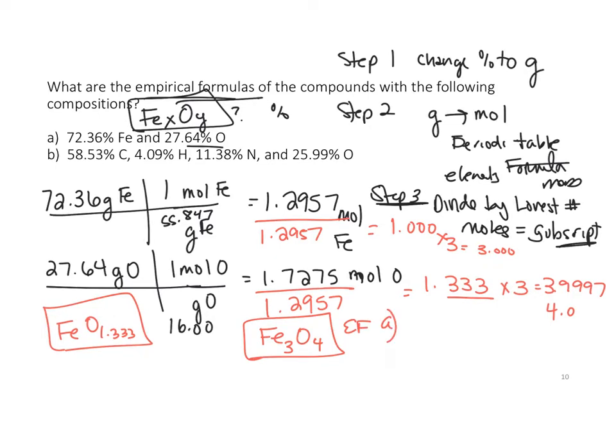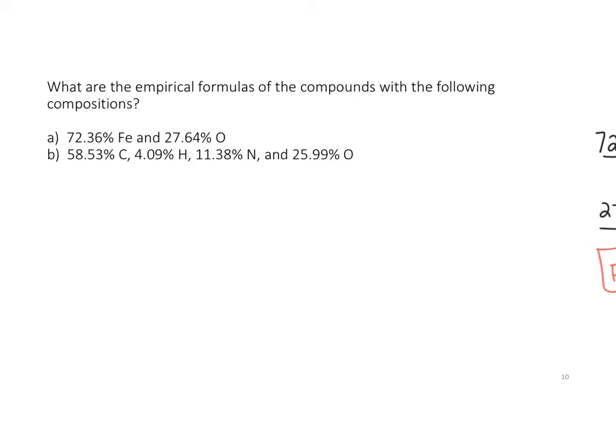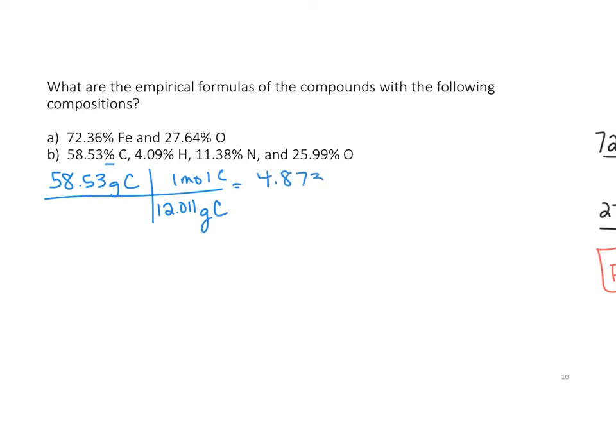All right, so let's try the next one. We are going to change the percent to gram, 58.53 gram of carbon, and then we're going to convert that to mole. So I'm going to look at the periodic table and see that's 12.011, and so we're going to get the mole of carbon there. 58.53 divided by 12.011, that's 4.873 mole of carbon.